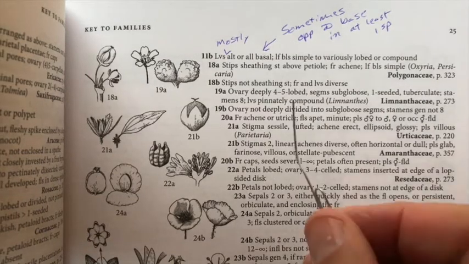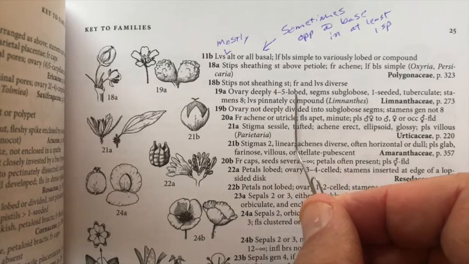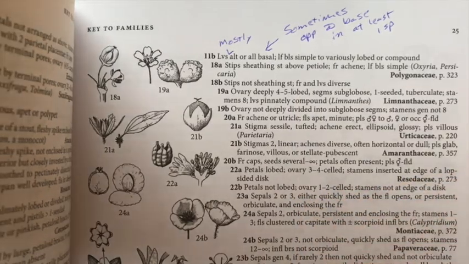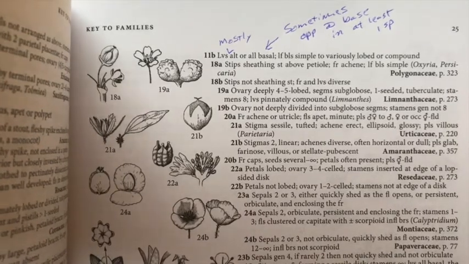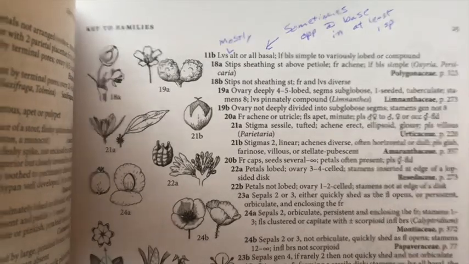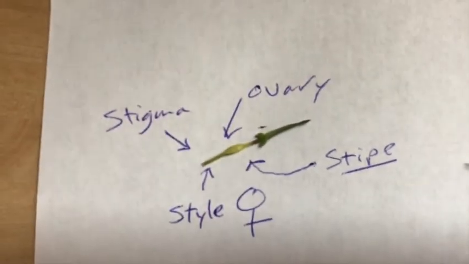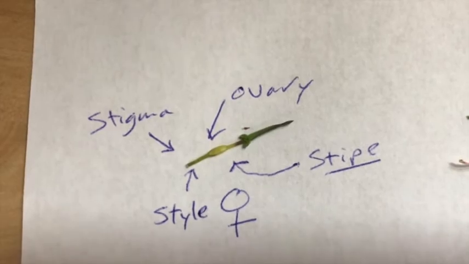19A asks if our ovary is deeply 4 to 5 lobed. If you remember our ovary from our picture, see, our ovary is not at all lobed, so we can disregard that.